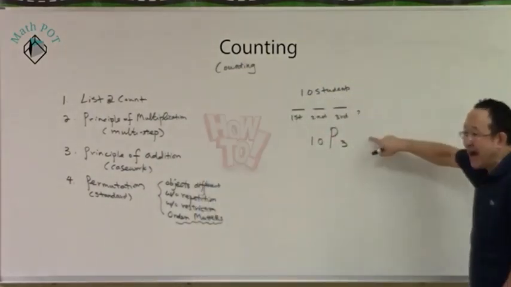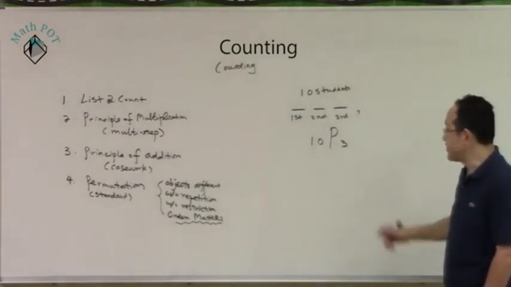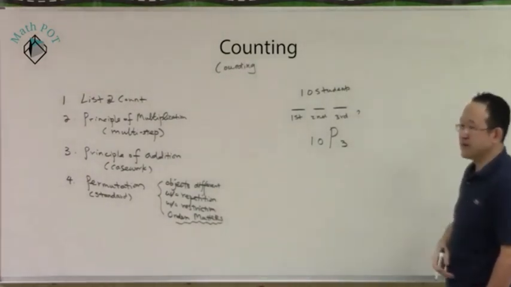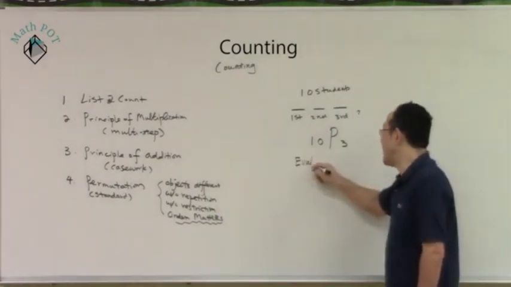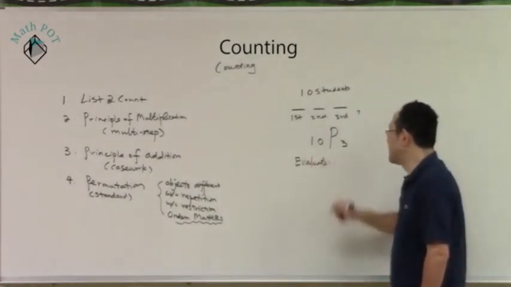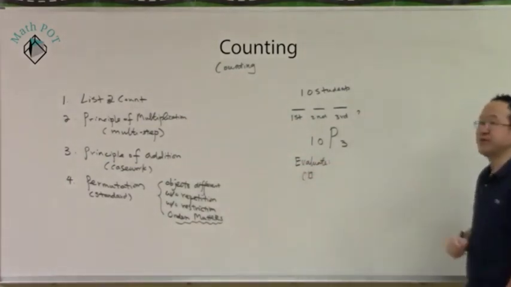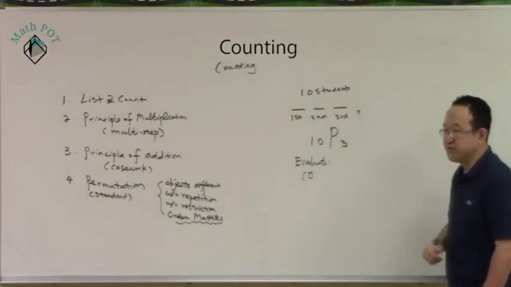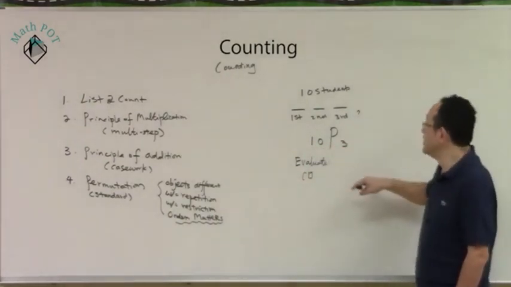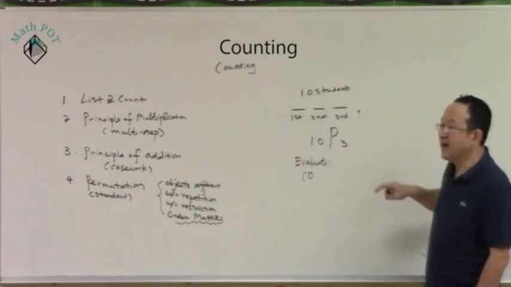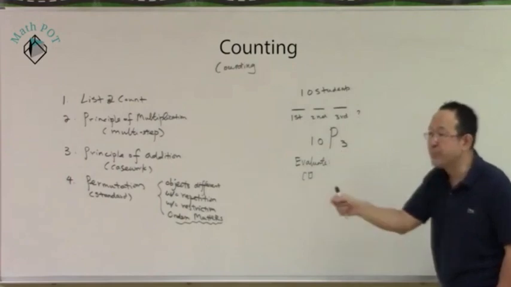But the next question is how to evaluate it. That is another big question. Once you figure out this is a permutation problem, you need to know how to evaluate it. I talk about two super common methods. The first one is my method. Actually, when I see a permutation problem, I always use the first method. Basically, you start with this number and go down until you see 3 numbers.